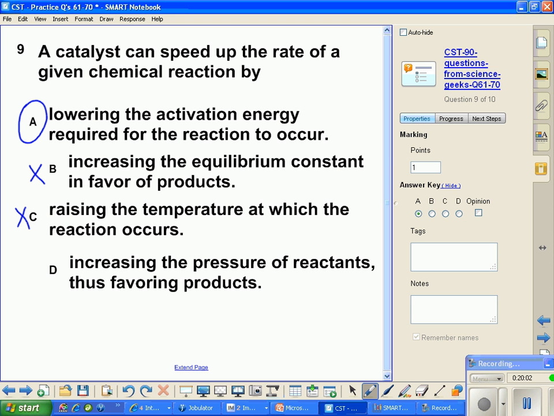And either way, a catalyst doesn't raise temperatures anyway. Increasing the pressure of the reactants, thus favoring the products, that's not something that a catalyst is going to do. So A is your only proper answer.